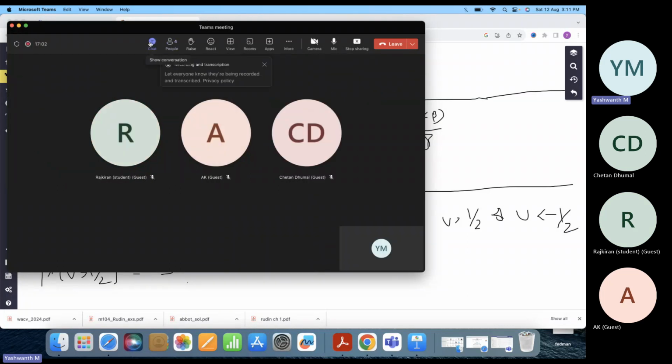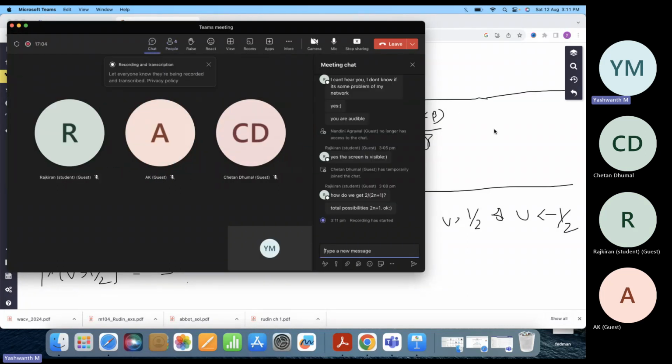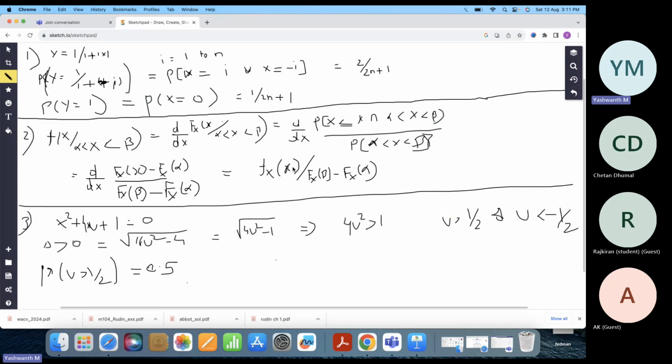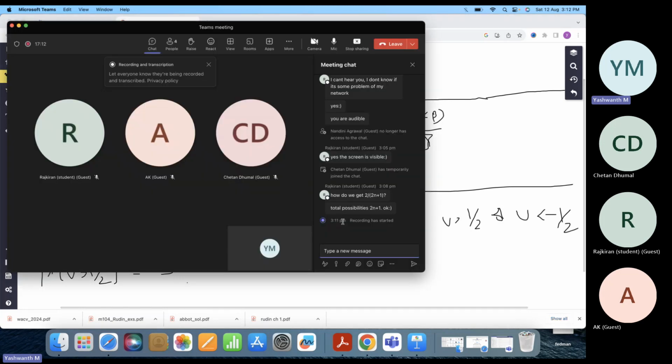Guys, any question on this problem? Second problem. And if not, I'll go ahead with the third problem.